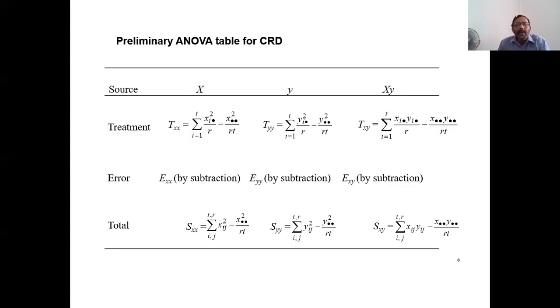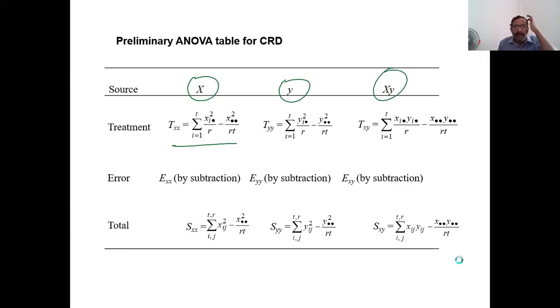We will go back to the formulas. So don't write these formulas. I will put this in LMS. What is on the slide, you don't need to write. Treatment, you can calculate this. These are some of the preliminary information that you need to calculate. Any question? This is X, you understand, covariate. This is Y, this is the response. So this is XY.